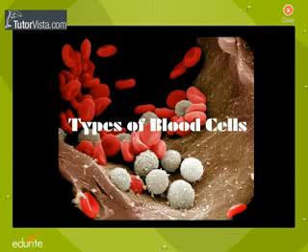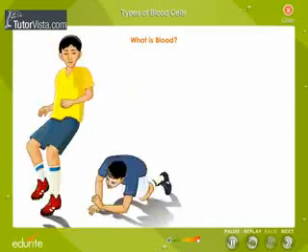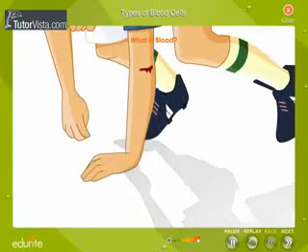Types of blood cells. Everybody is familiar with the sight of blood. Is it the red fluid that oozes out of our body when we have sustained a cut or a deep injury? What exactly is blood?